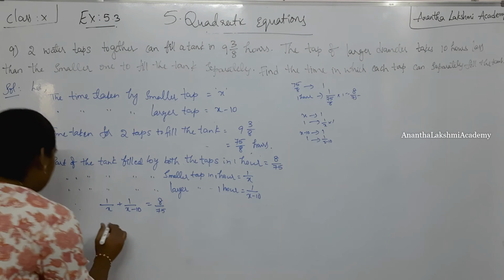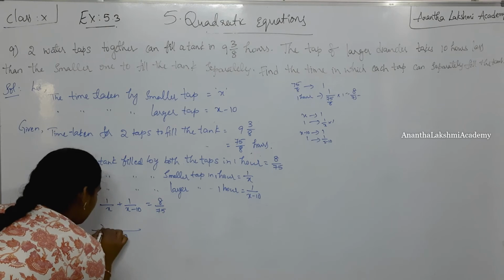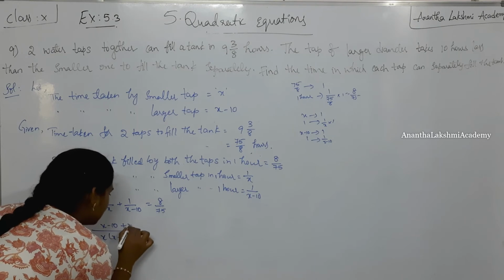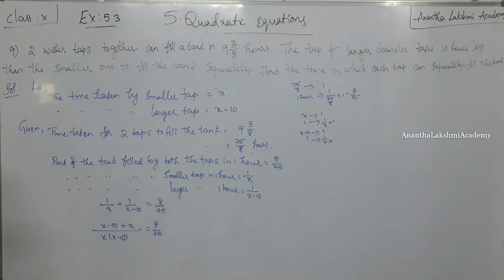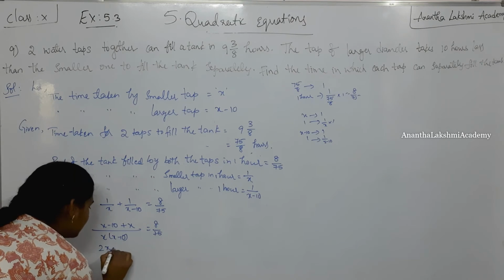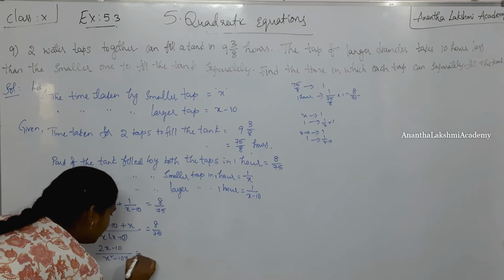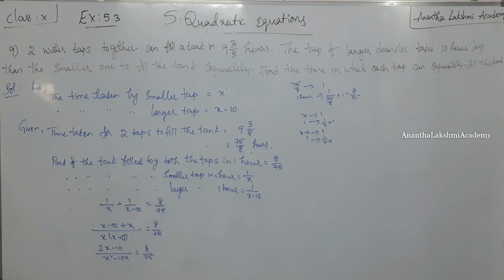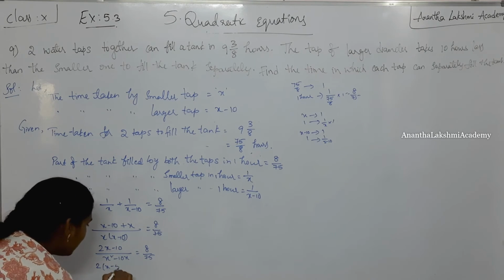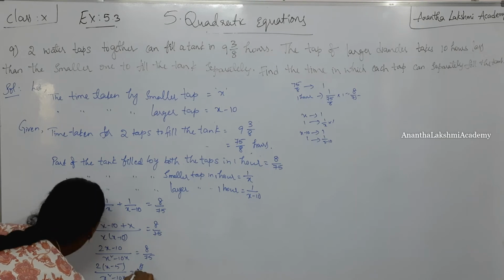Okay, now let us take the LCM, x into x minus 10. This becomes x minus 10 plus x is equal to 8 by 75. Alright, x plus x is 2x. So 2x minus 10 by x square minus 10x is equal to 8 by 75. Here in 2x minus 10 I can take 2 common, no? 2 into x minus 5 by x square minus 10x is equal to 8 by 75.